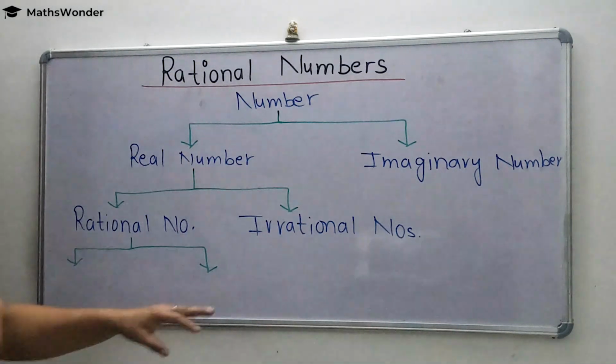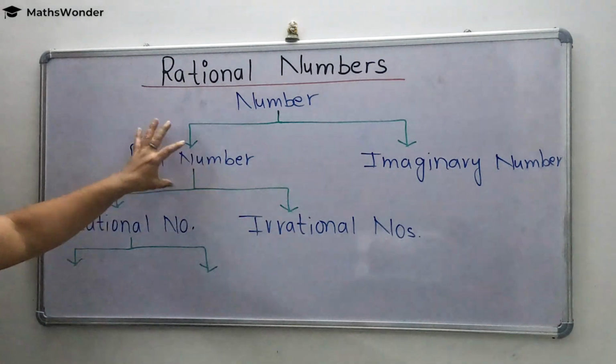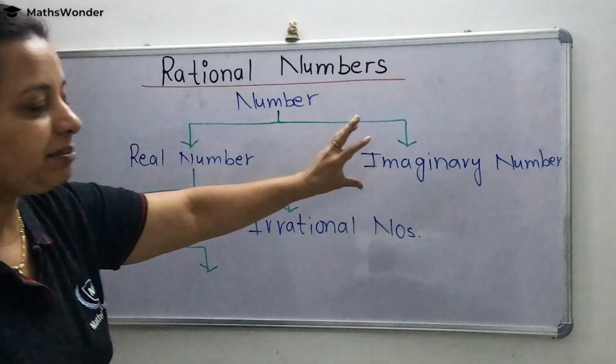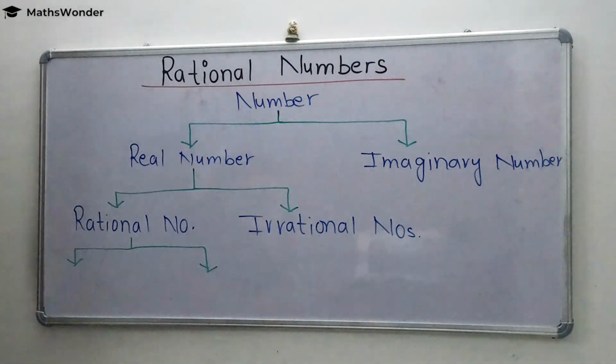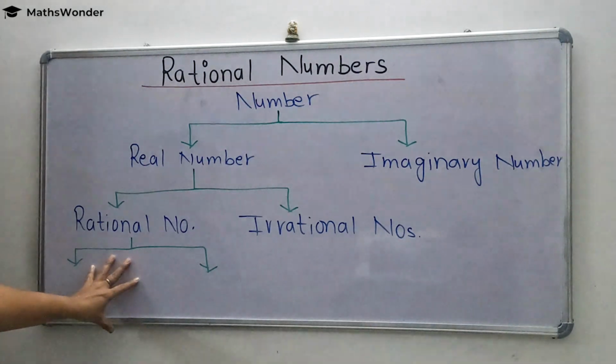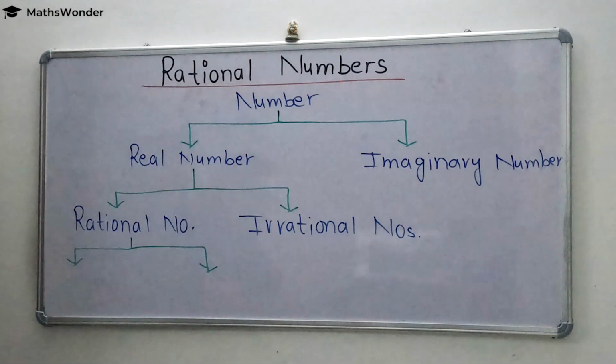After 8th grade, you will learn irrational numbers, real numbers, imaginary numbers. Only three numbers are left. The number system will be completed by the 10th grade. Now we will learn rational numbers in detail. In the last grade, you learned the very basics of rational numbers. Remember what you learned?